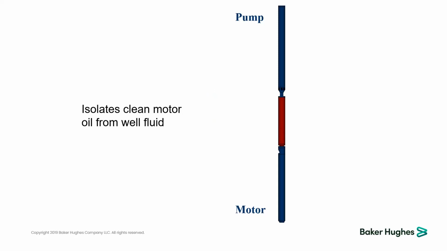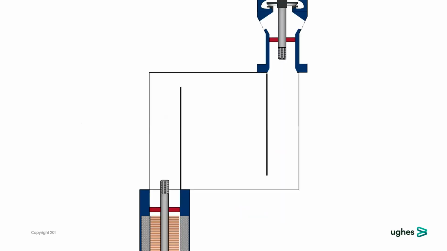So isolation is to isolate the clean motor oil from the well fluid. So well fluid shouldn't go through the motor. This is a function of the seal section.